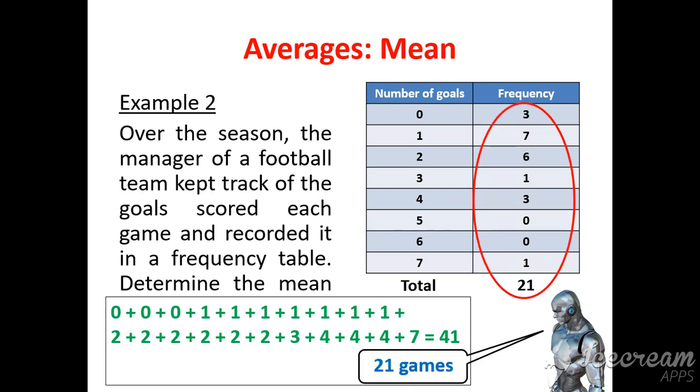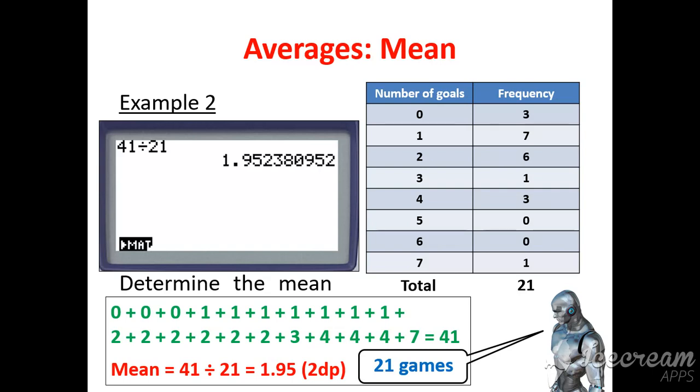Now if I go back and add up my frequency column, I get 21, which means we played 21 games in the season. So now to finish off, I can just take the total number of goals and divide it by the total number of games to get an average of 1.95. I've chosen to round that answer to 2 decimal places.